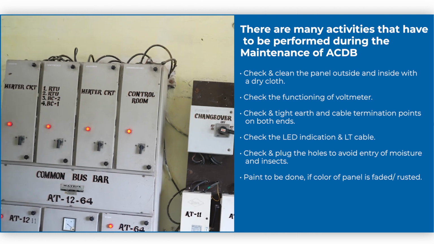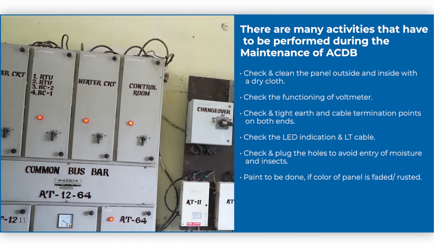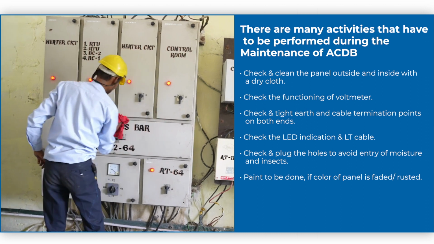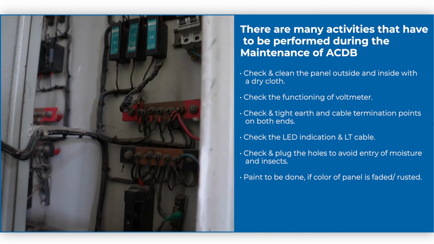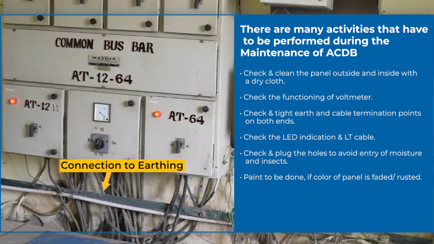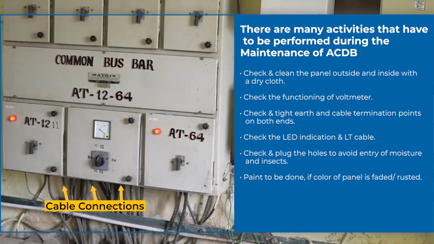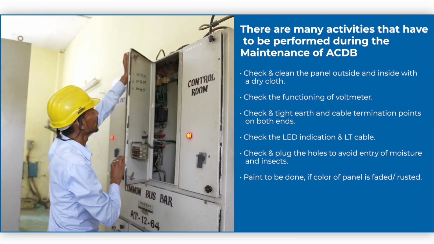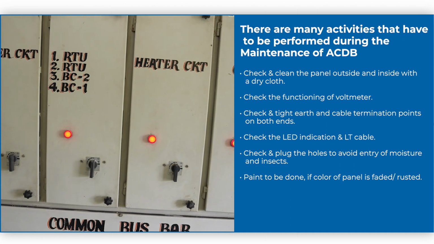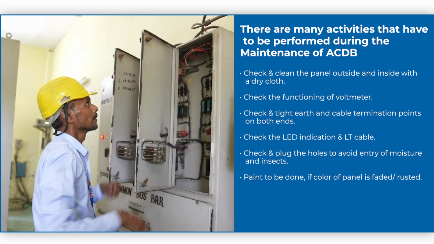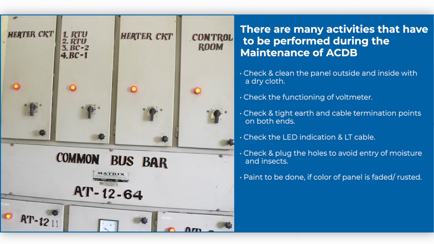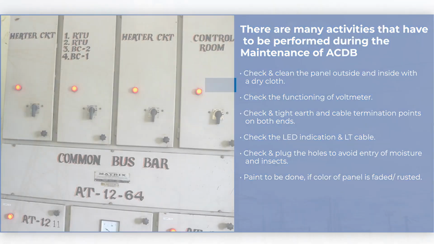There are many activities that have to be performed during the maintenance of ACDB. Check and clean the panel outside and inside with a dry cloth. Check the functioning of voltmeter. Check and tighten earth and cable termination points on both ends. Check the LED indication and LT cable. Check and plug the holes to avoid entry of moisture and insects. Paint to be done if color of panel is faded or rusted.